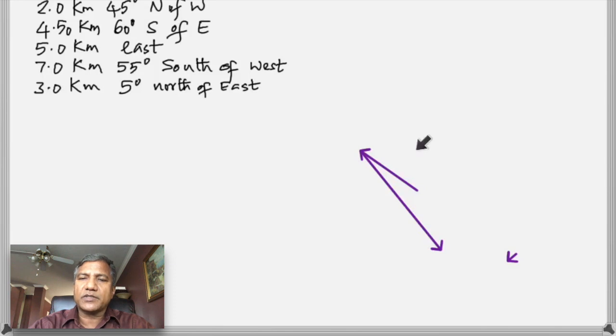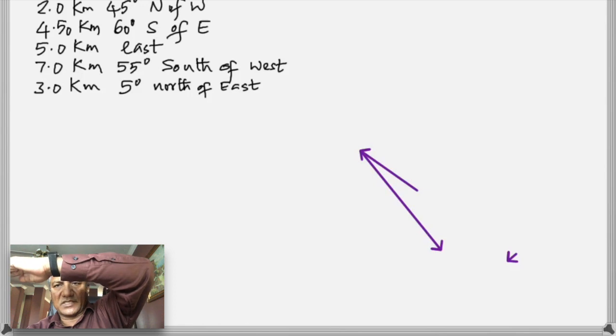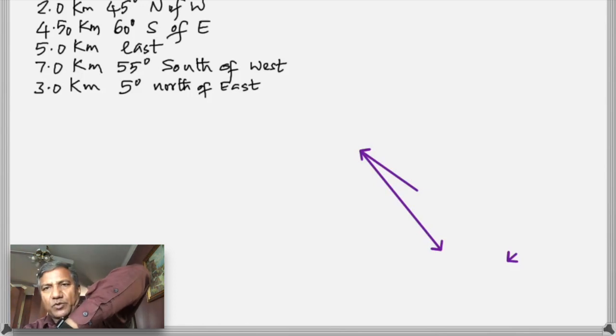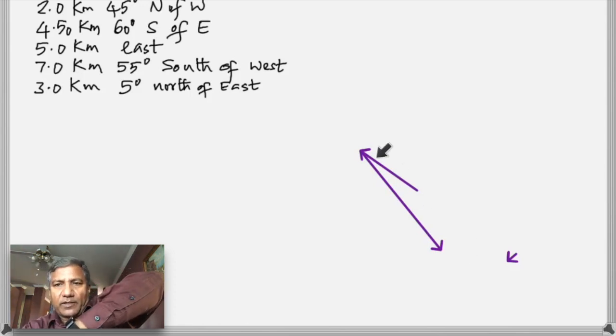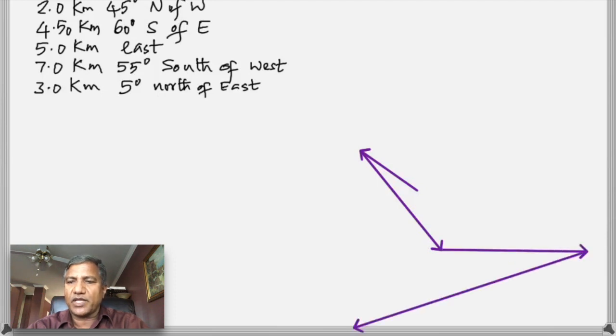This is 2 kilometers, 45 degrees north of west. And then you have 4.5 kilometers, 60 degrees south of east. Remember, start from east and go 60 degrees, so that's why the line is inclined that way. Okay, 60 degrees south of east. And then the person walks 5 kilometers east, so straight east from there.